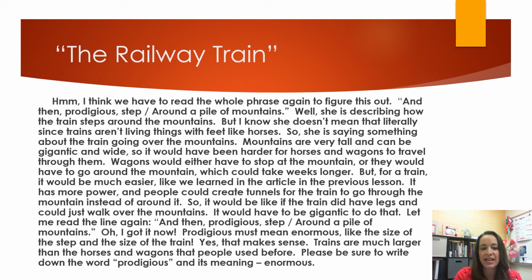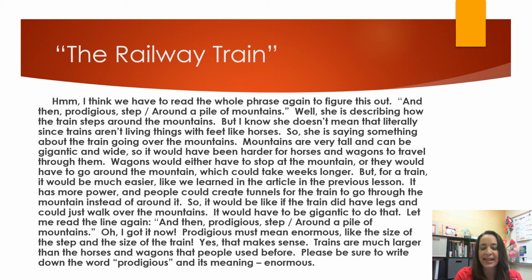Mountains are very tall and can be gigantic and wide, so it would have been harder for horses and wagons to travel through them. Wagons would either have to stop at the mountain or they would have to go around the mountain, which could take weeks longer. But for a train, it would be much easier, like we learned in the article in the previous lesson. It has more power, and people could create tunnels for the train to go through the mountain instead of around it. So it would be like if the train did have legs and could just walk over the mountains. It would have to be gigantic to do that.